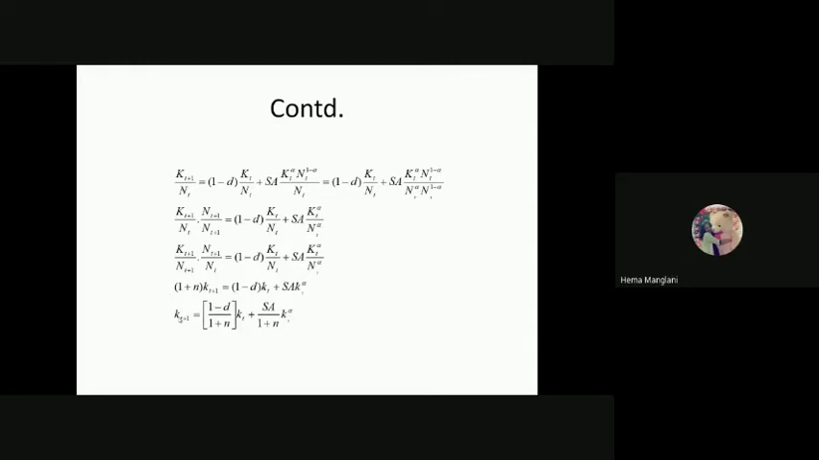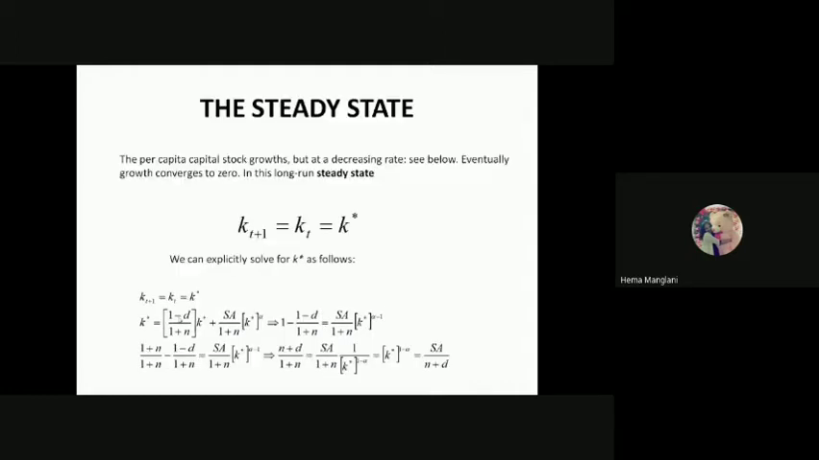We need to substitute this value into our steady state situation. So let's see what the steady state says. The per capita capital stock grows, but at a decreasing rate. We all know the production function, small y, is like your total production curve, and that is increasing at an increasing rate in the beginning, then increasing at a diminishing rate, then constant, and then declining. So per capita capital stock grows, but at a decreasing rate, so eventually growth converges to zero.